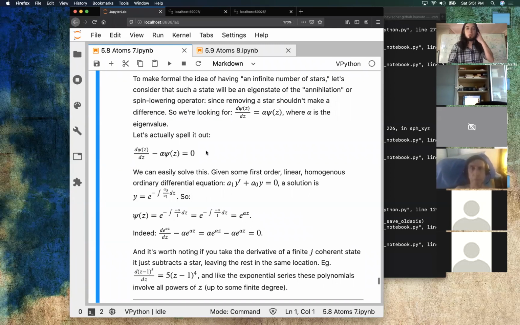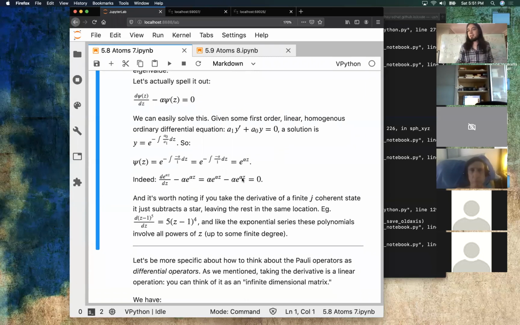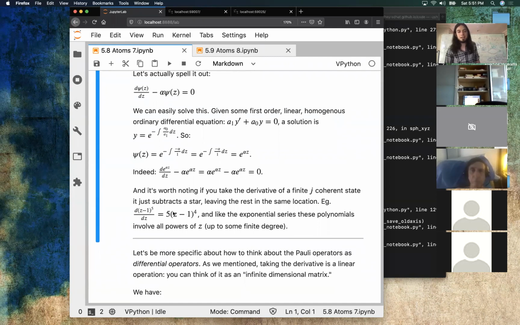So what that would mean is that our polynomial is going to be an exponential function, because taking the derivative of the exponential function basically leaves it the same. And so you can think about these spin coherent states as being kind of like finite approximations to the exponential function.